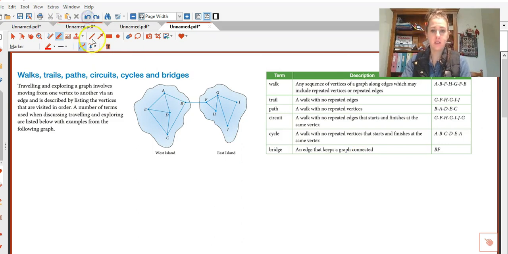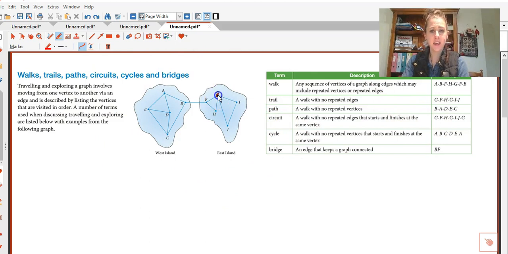Right. Next one is a circuit. A walk with no repeated edges, where we start and finish at the same vertex. Think about it like circuit training: you would start in one spot, go right round and finish in the same spot. So with a circuit, you complete that cycle through, that full rotation.